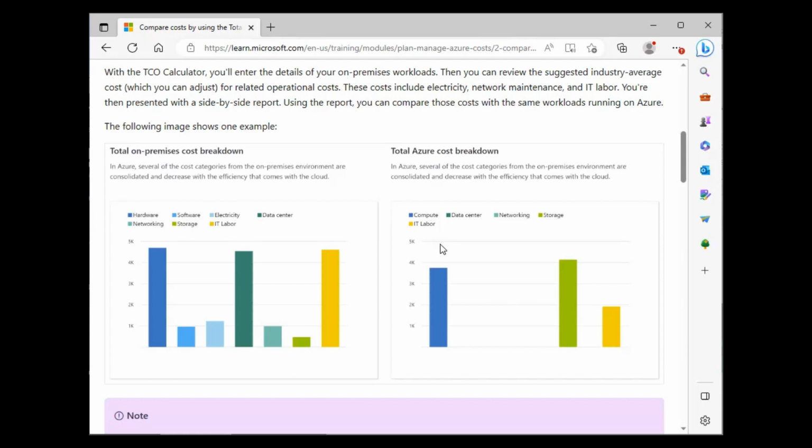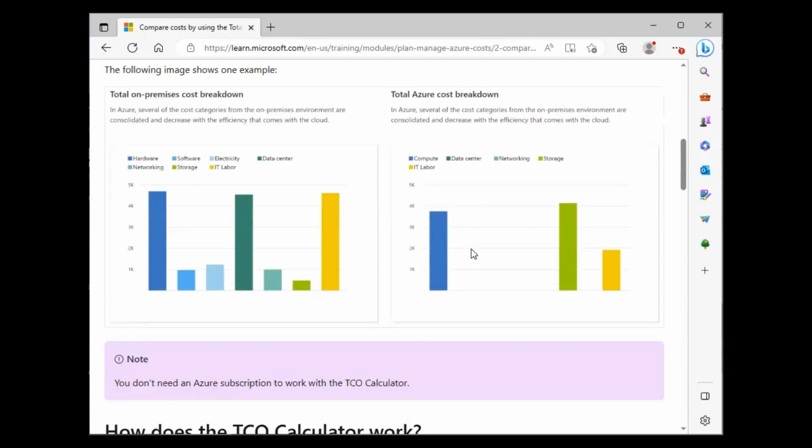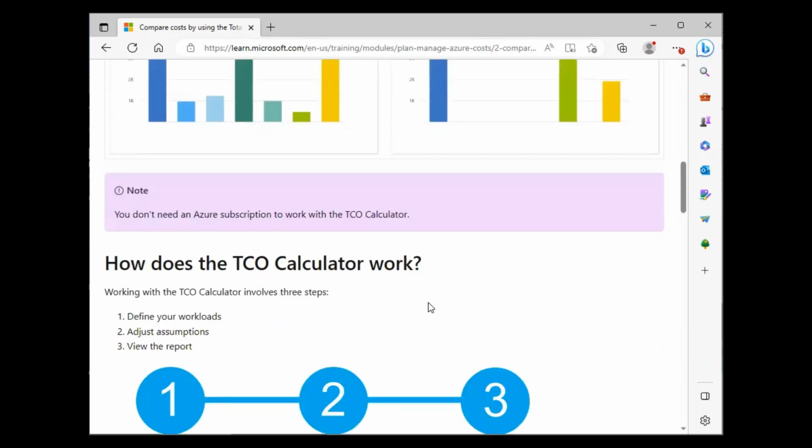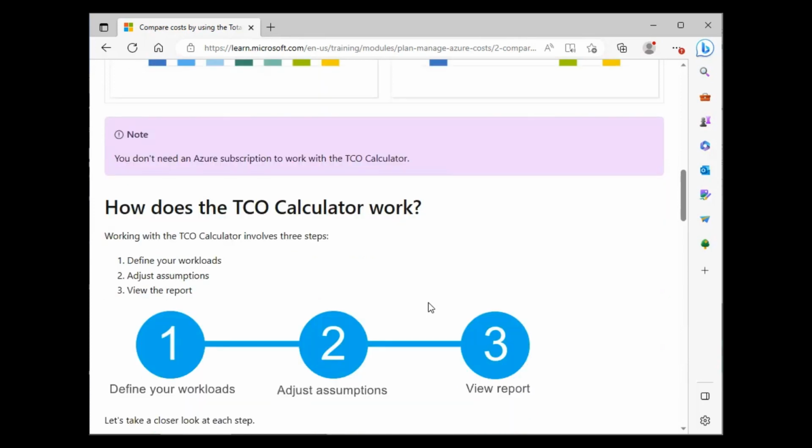Okay, in this image, I have compute, data center, networking, storage, and IT labor. Note: you don't need an Azure subscription to work with the TCO calculator. Okay, it's free. How does the TCO calculator work?